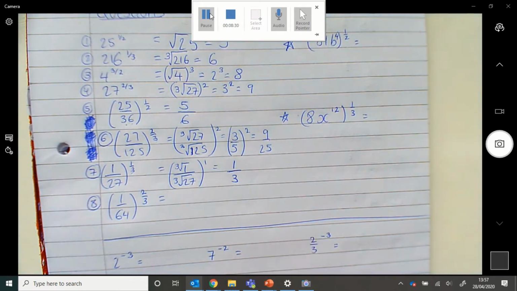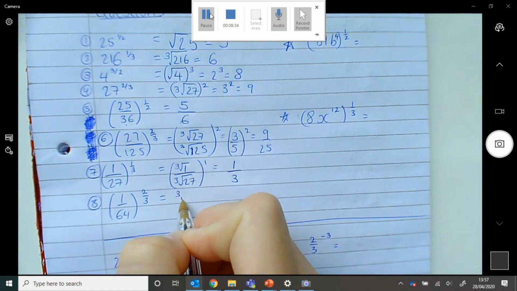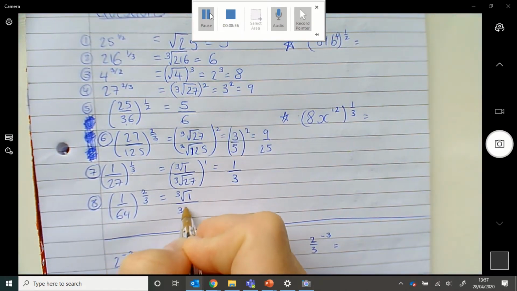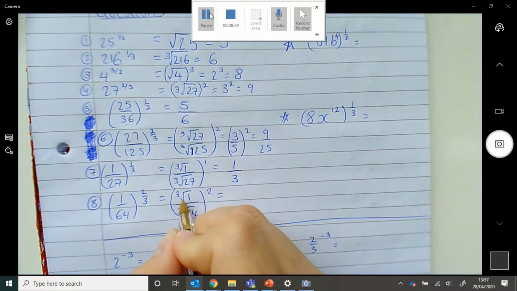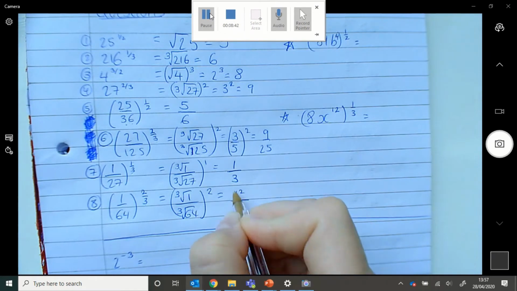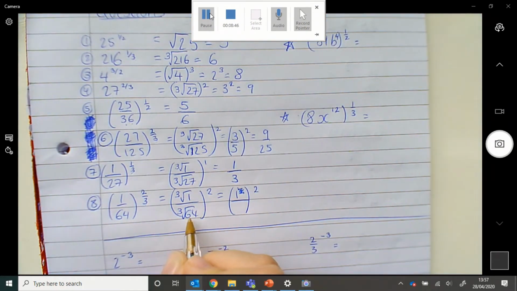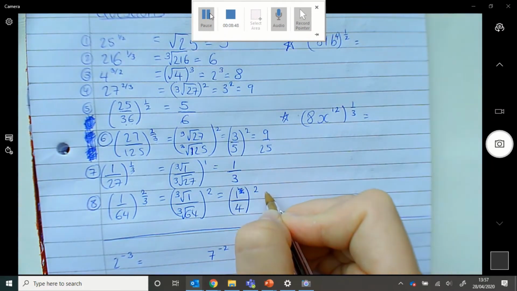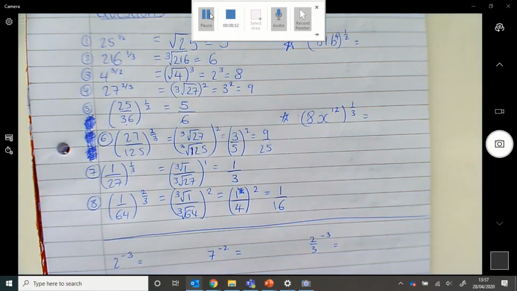My numerator was only a 1 there, so when I did the power of 1, it just gave me what my answer was. Final one, I need to cube root everything first, so I've got cube root of 1 and the cube root of 64, and that's all being squared. The cube root of 64 is 4. I have to square it all. 1 squared is 1, and 4 squared is 16.